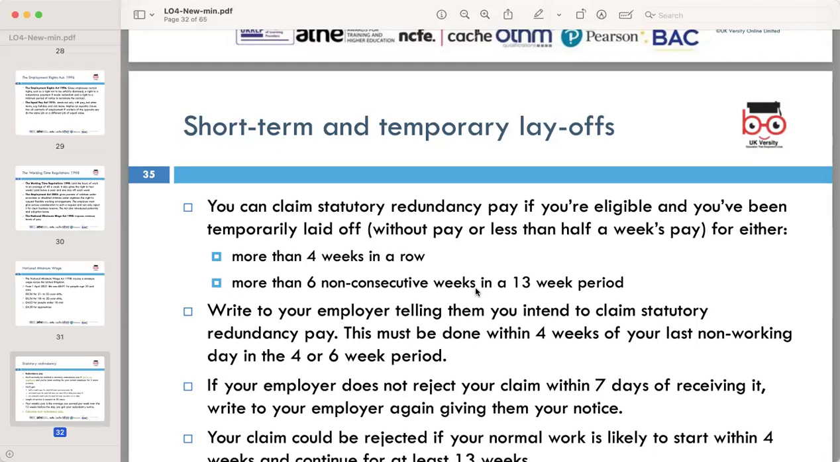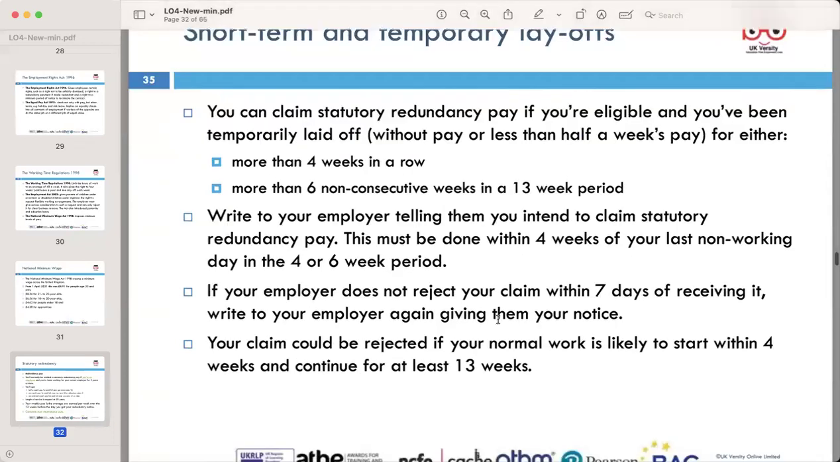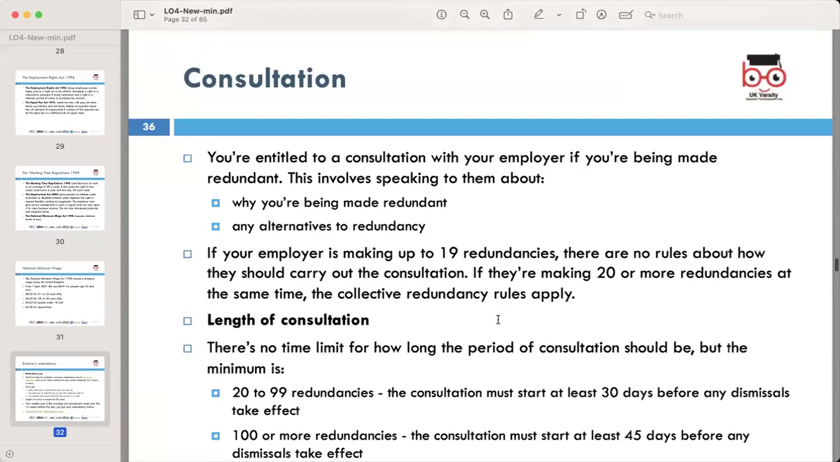Within a 13 week period. To initiate the claim, you should inform your employer in writing within 4 weeks of your last non-working day in the specific period. If your employer does not reject your claim within 7 days of receiving it, you should send another notice. However, your claim may be rejected if your regular work is expected to resume within 4 weeks and continue for at least 13 weeks.